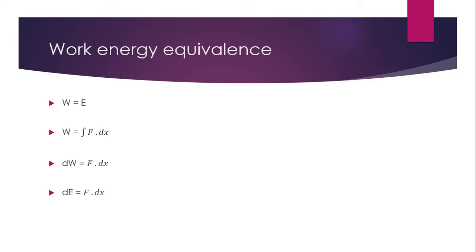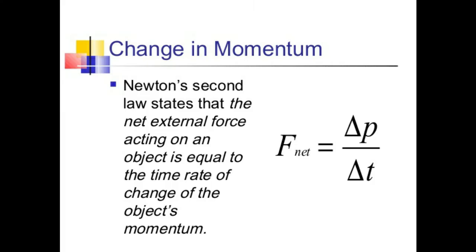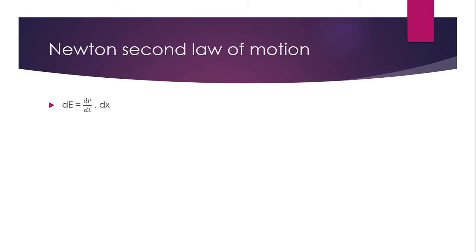After this, we're gonna go to Newton's second law of motion, which states that force is the change of momentum over time. So we can see here in the picture, force is the change of momentum divided by the change of time. After that, we need to find the change of momentum. We know the momentum formula is mass times velocity. So we're gonna differentiate the formula so we can find the change of momentum. We're gonna get dp equal to m dv plus v dm.